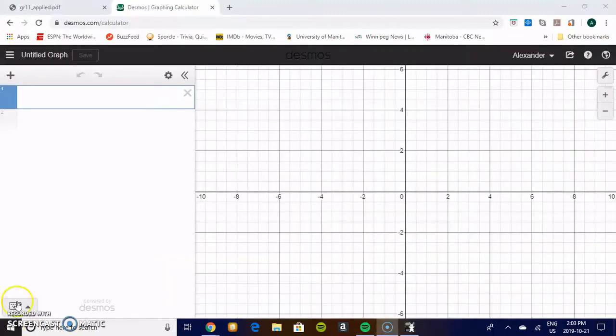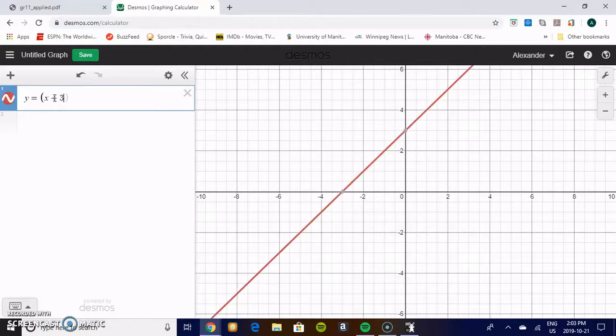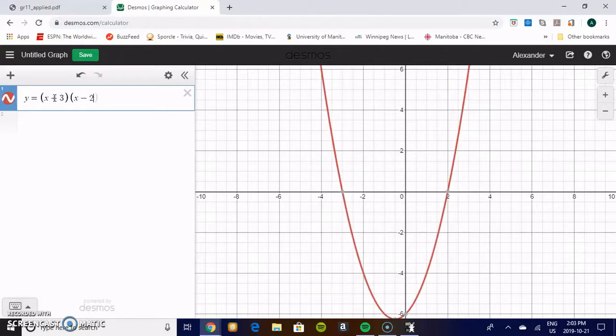Now if we switch over to Desmos, I'm just going to enter the equation in here again. So y equals x plus 3, x minus 2. Here's the graph here, and I can just click on that point and see that -3 is an x-intercept. And I can also see that +2 is an x-intercept.